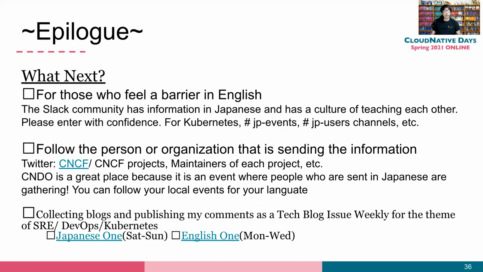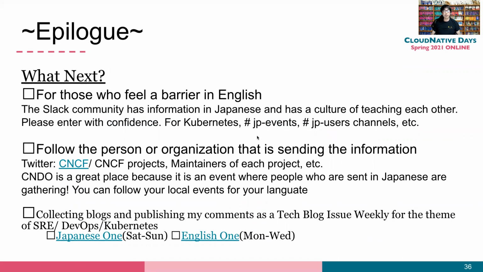And for those who feel a barrier in English, the Slack community has information in, for example, Japanese, and has a culture of teaching each other. Don't be afraid. Please enter with confidence. For Kubernetes, the Japanese one, for example, JP events, etc. If it doesn't exist, you can make it as well.